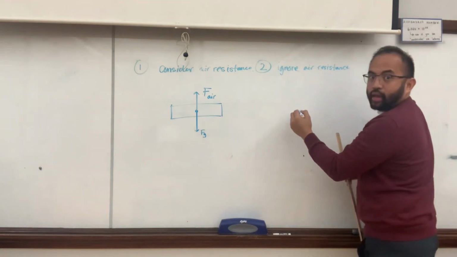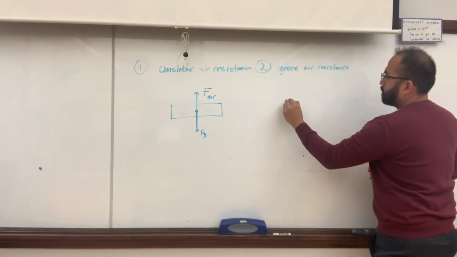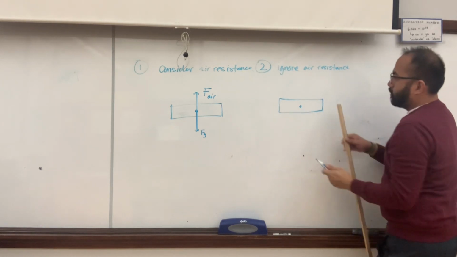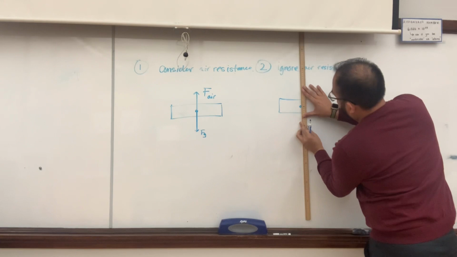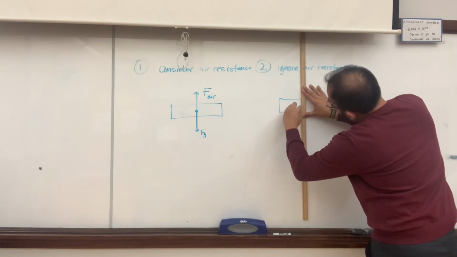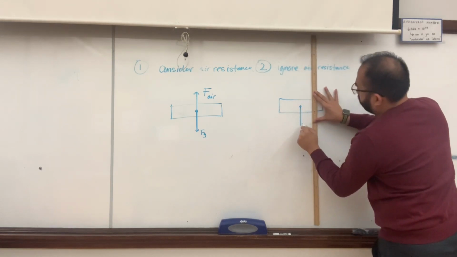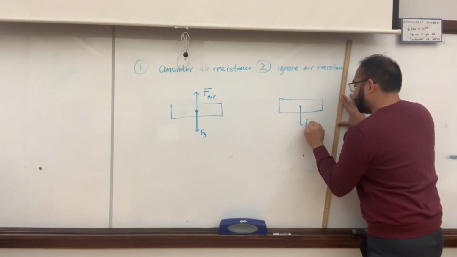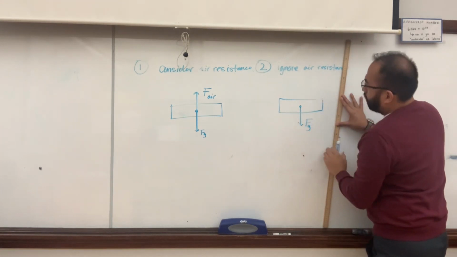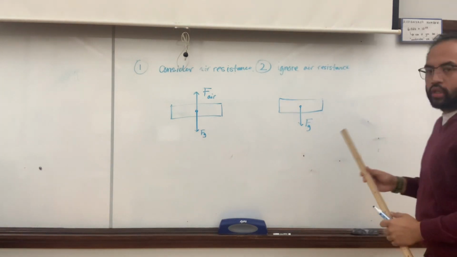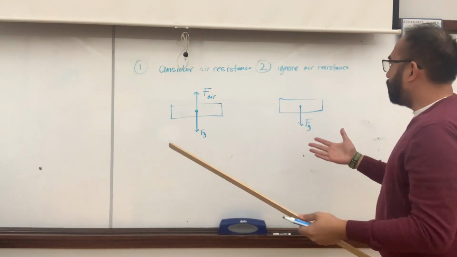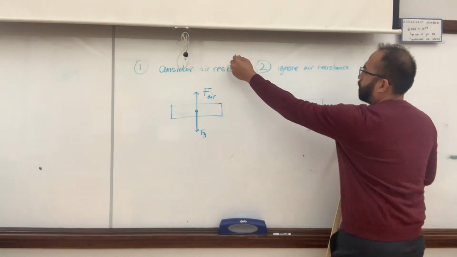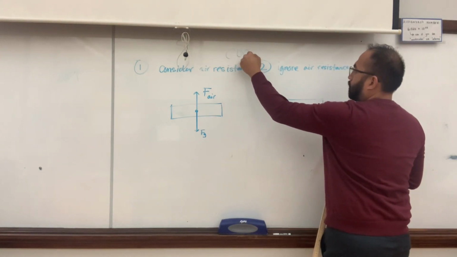Now let's say that we are going to ignore air resistance, so that means the only force acting on this is the force of gravity. Remember that your force of gravity is always vertically downward, I mean. So for fun, let's say that, so remember this is at a constant velocity.